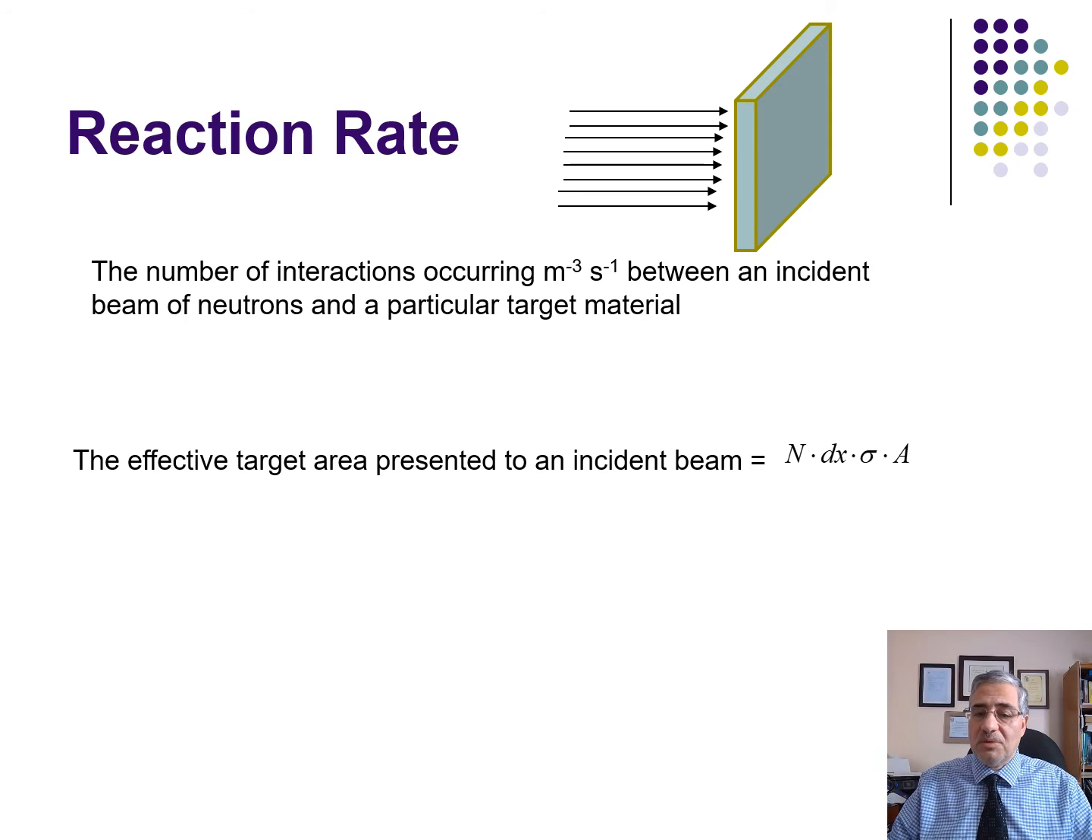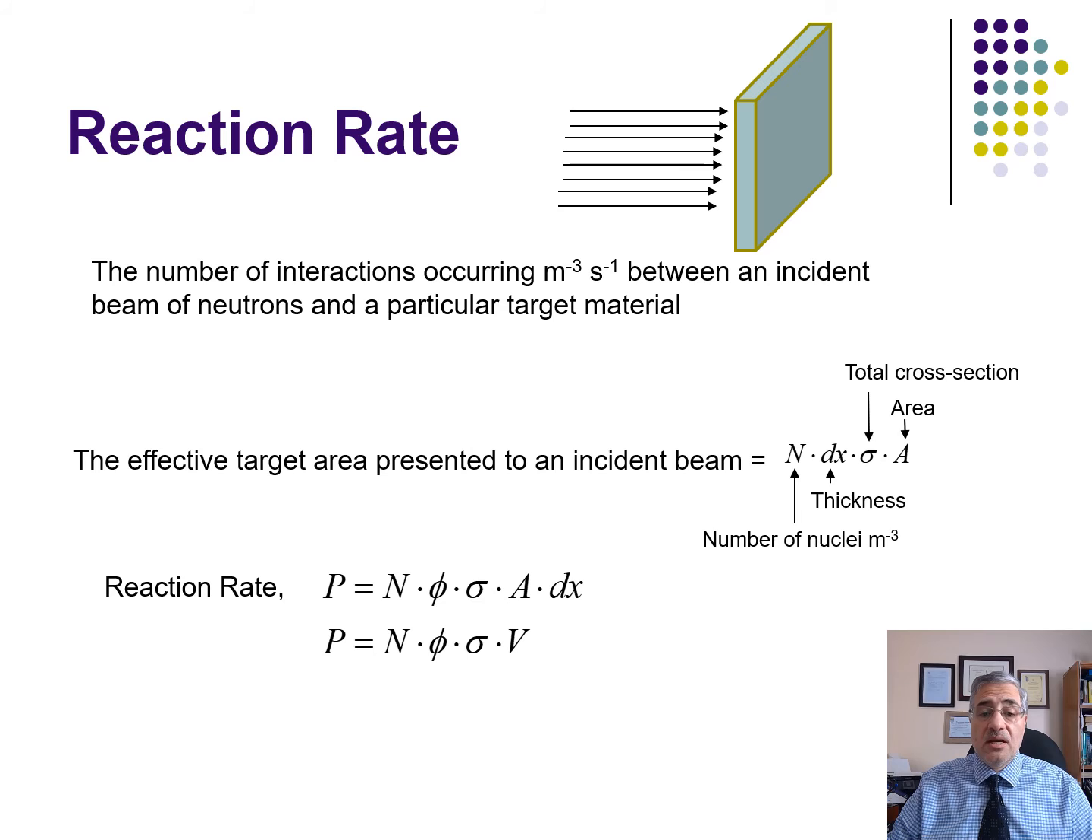If we multiply this probability of interaction with the flux, which is the number of neutrons passing through per unit area in one second, this gives you the reaction rate. The reaction rate is then equal to the number density N, times phi, the flux, times sigma, the microscopic cross section of the nuclei here, times the area of the slab, times dx, the thickness of the slab. Area times dx represents the volume, therefore this gives you the reaction rate.